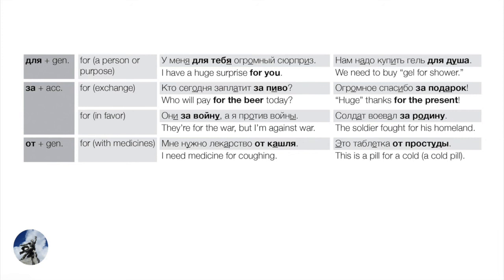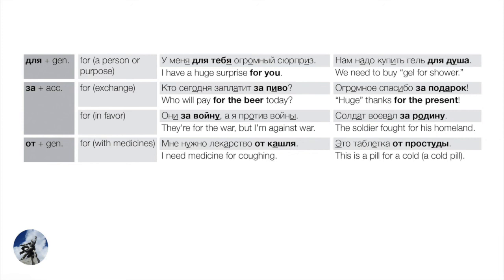For one's homeland. Now there's again a little bit different from in favor of, but you see how it's kind of in line with that idea, right? You're doing something for the benefit of your homeland. Maybe we could put it that way. Okay, finally, что plus genitive means for in the sense of what is a medicine for.